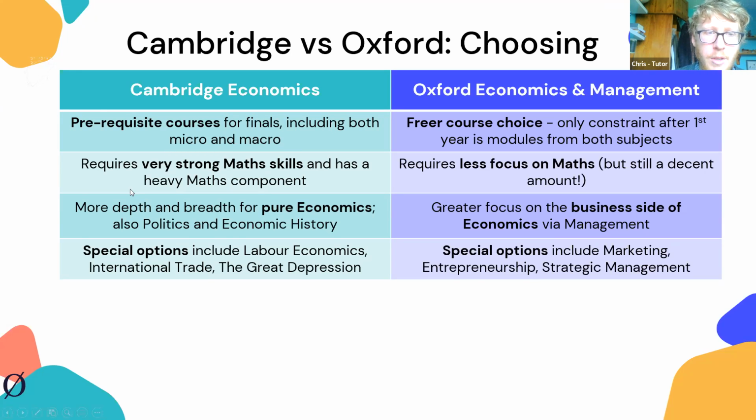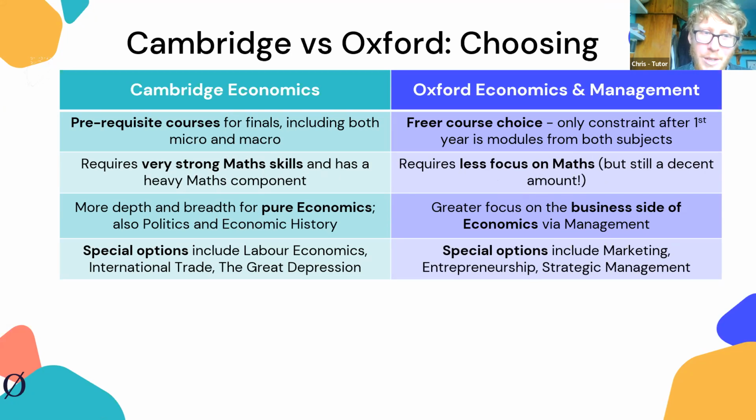In terms of the amount of focus on maths, economics is a mathematical degree, but the focus on maths is really heavy at Cambridge. You need to be a very good mathematician. And then at Oxford, maths A level is required, but there's not as big a focus on maths.